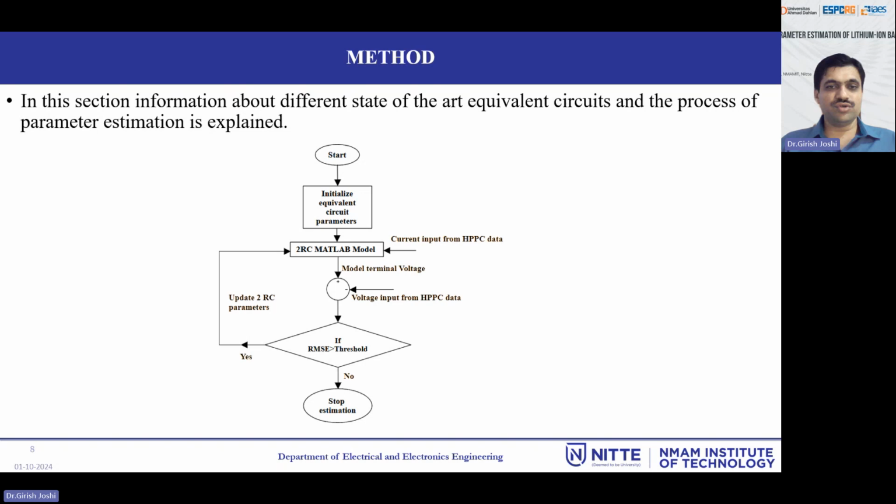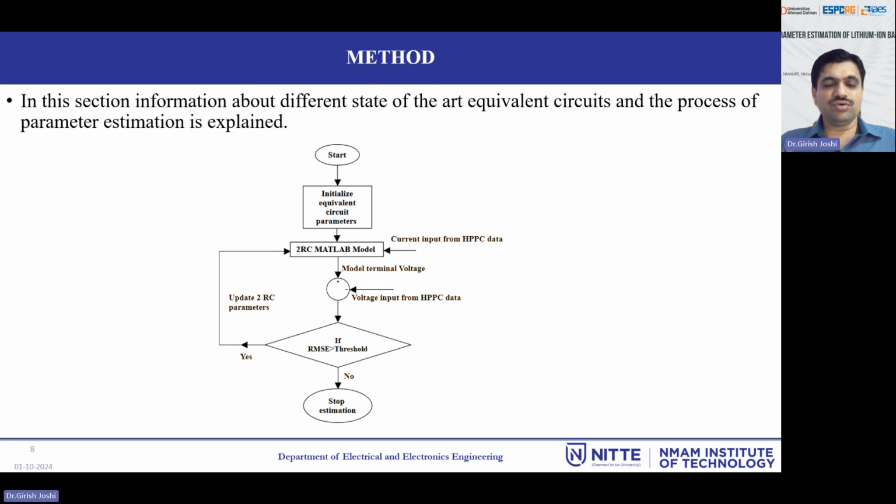Then we are making use of the MATLAB parameter estimation application. Along with these two things, we do require HPPC data in the process of tuning or estimating the parameters. So these are the three requirements for the parameters to be estimated: the 2RC model of a particular battery in the MATLAB Simulink domain, the parameter estimation toolbox of MATLAB, and the HPPC data set for the particular battery.